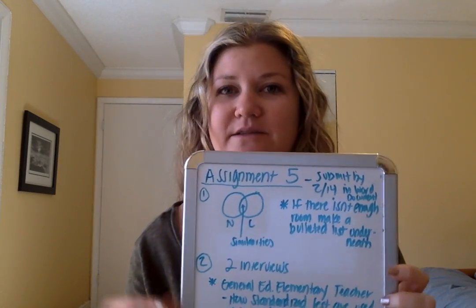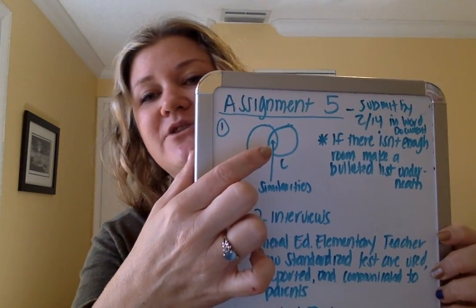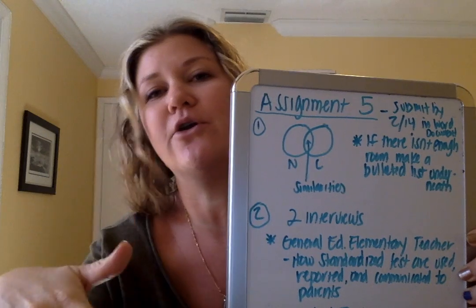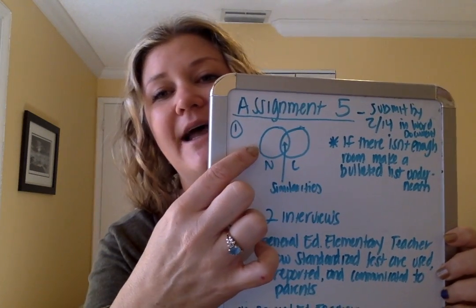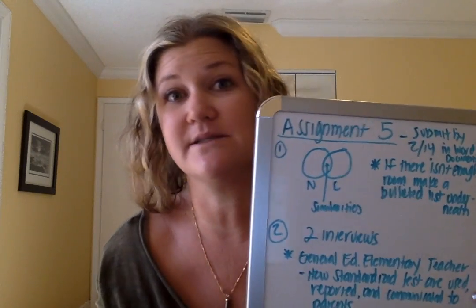tests. So I know that it's not a lot of space to discuss similarities. So in the cases where you need more space, please just create a bulleted list underneath the Venn diagram. But the Venn diagram needs to look like this. It has to be two overlapping circles because that's essentially what a Venn diagram is. So for the first portion, you're just going to complete the Venn diagram and submit that.